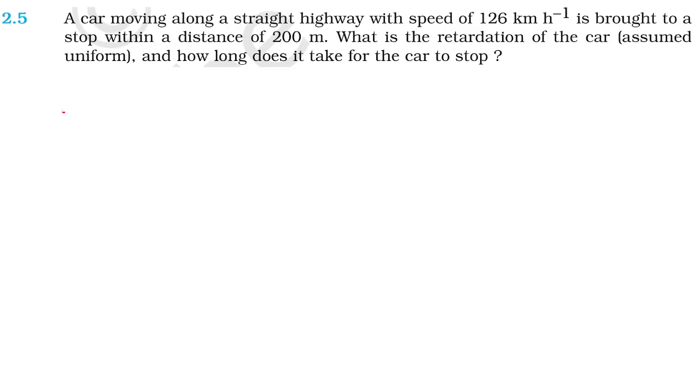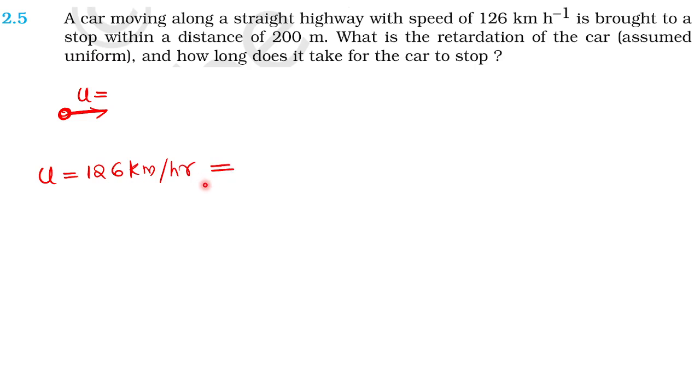Suppose this is a car moving along a straight road with a speed of 126 km per hour. The initial velocity is 126 km per hour. Our standard unit is meter per second. You know that. Understood? Anybody, how will you convert kilometer per hour to meter per second?